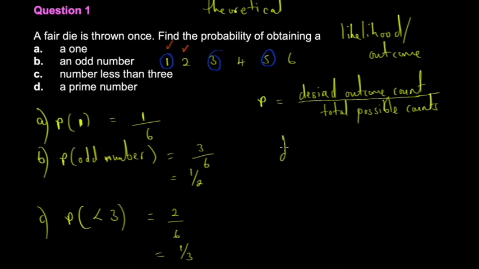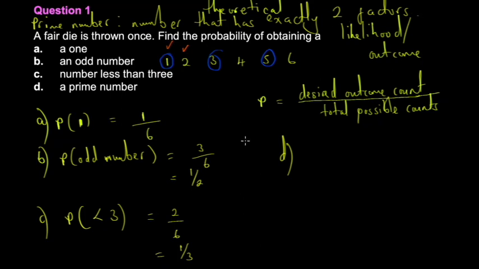Okay, and then the D part, now we're dealing with which numbers are prime numbers. So prime numbers, we should know the definition. A prime number is a number that has exactly 2 factors. So any number that has exactly 2 factors, we call that number a prime number.